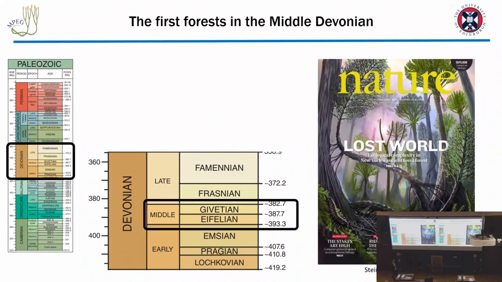For the first time, the terrestrial surface was covered by a kind of lush forest ecosystem. And I really love this cover. This is the front cover from Nature from 2012, when Bill Stein and colleagues described this earliest complex terrestrial forest from New York State in America. And this really captures the kind of diversity of the plant and animal life present in that forest.